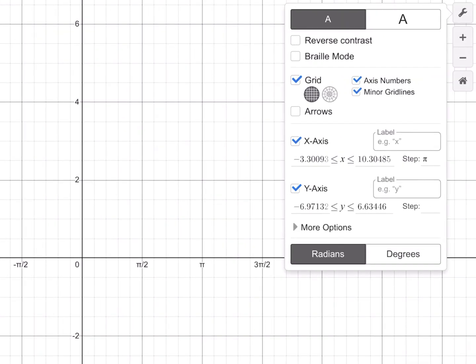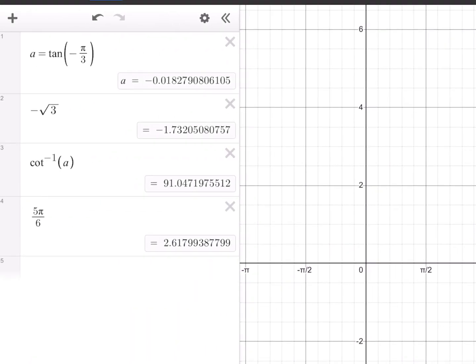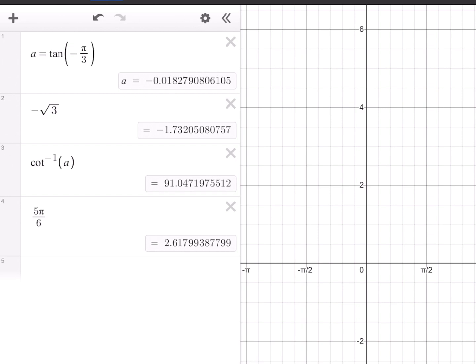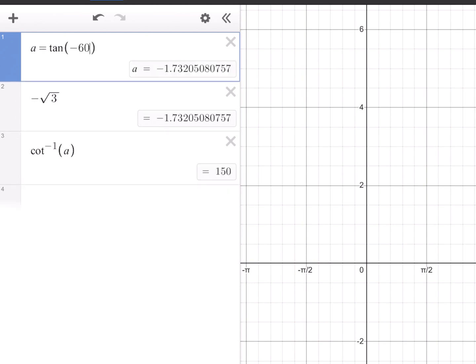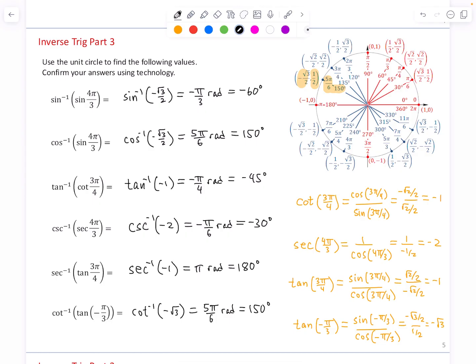If you switch all this work to degrees, you're going to see some things go wrong here. And that's because the first line is assuming negative pi thirds is a degree measurement. So you would have to change this input to negative 60 degrees. And now you can see that the tangent of negative pi thirds radians, or in other words, the tangent of negative 60 degrees, is the same thing as negative square root of 3. And the inverse cotangent of that is 150, meaning 150 degrees. Okay, let's go on to the next page.